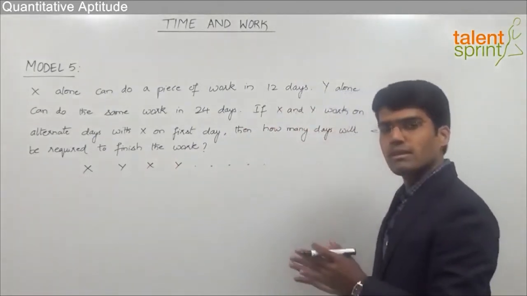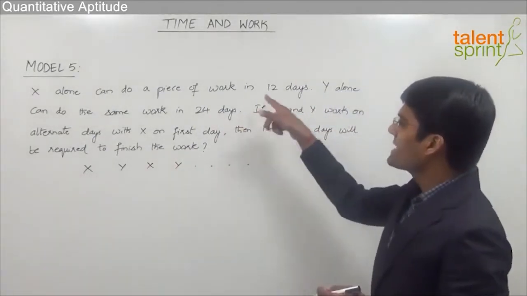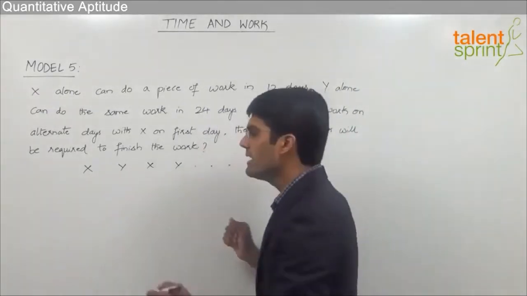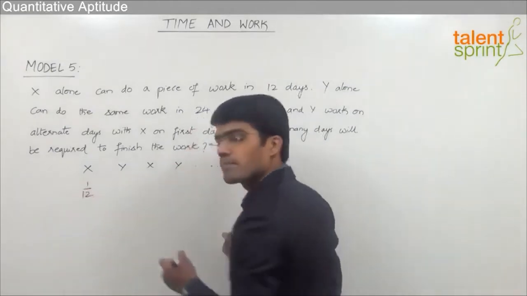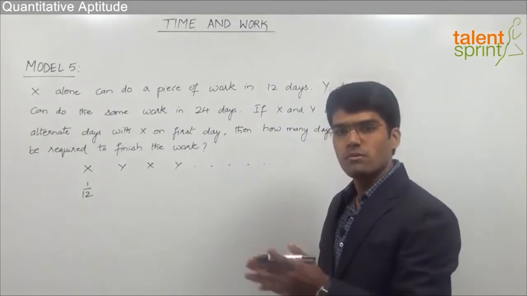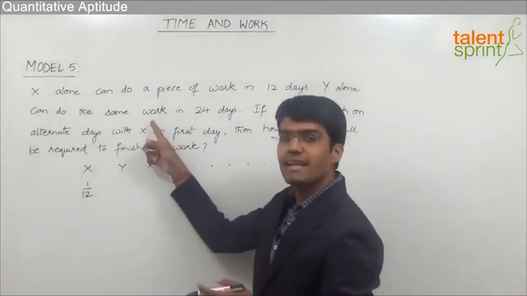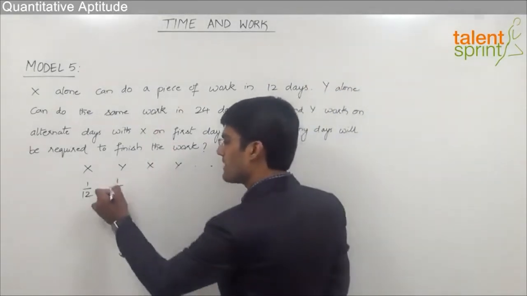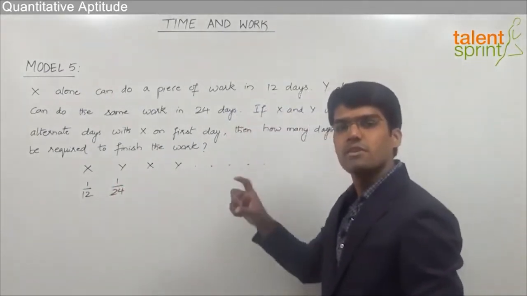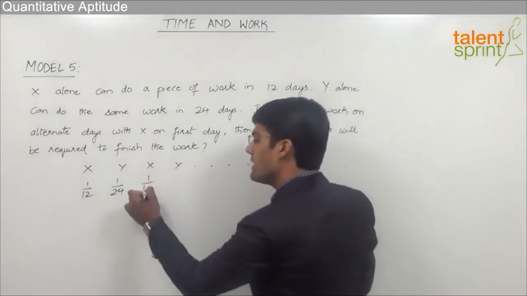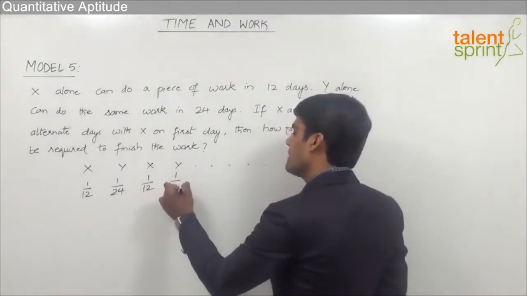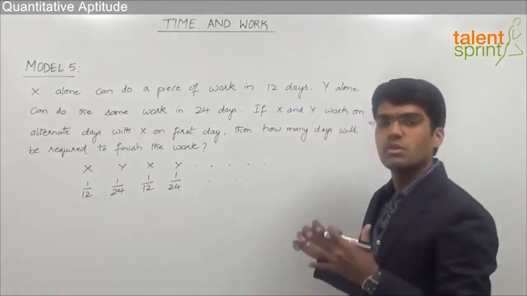Now going by the work done in one day, we know that X can finish the work in 12 days. So the amount of work that he can finish on the first day will be 1 by 12. Similarly, Y can finish the work in 24 days. So the amount of work that gets over on the second day will be 1 by 24. Again on the third day, as X is working, he can finish 1/12 of the work. So on the third day we get 1/12 of the work done. Again on fourth day 1 by 24, and this chain continues till the total work is over.